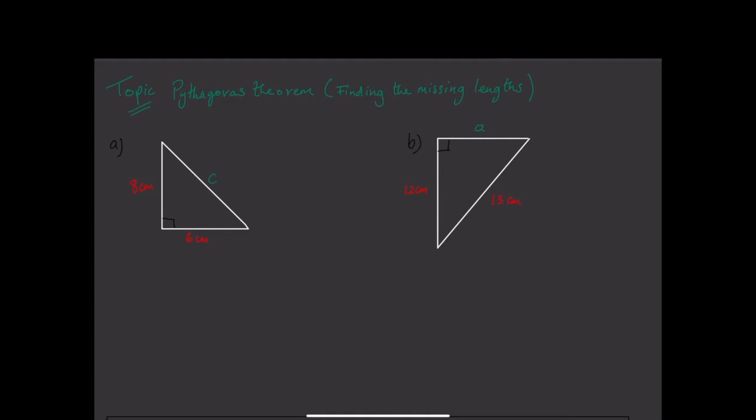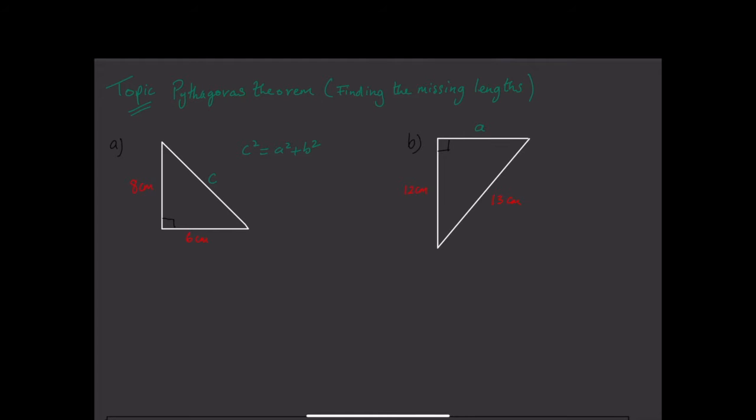Now, today's topic is Pythagoras theorem, and we're looking at finding the missing lengths. Pythagoras theorem is only used with right angle triangles, and it states that the sum of the square of the two shorter sides is equal to the square of the longer side. So the theorem goes like this: c squared is equal to a squared plus b squared.